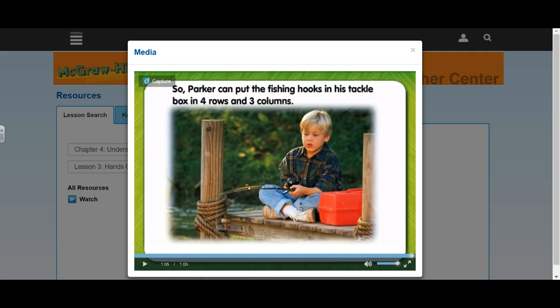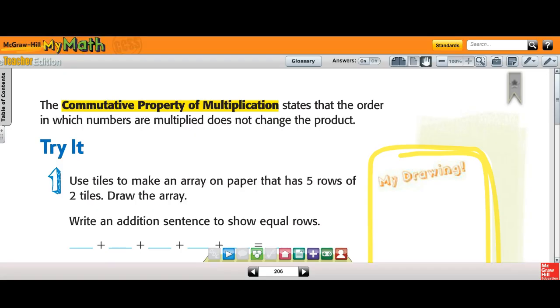Awesome. By the way, the first example that we just did, where we had 3 times 4 and 4 times 3, okay, this is called the commutative property of multiplication. It states that the order in which the numbers are multiplied does not change the product. This is still 12. This is still 12.